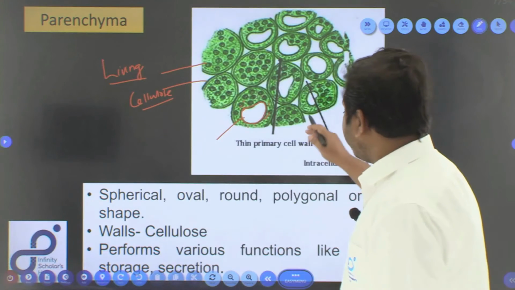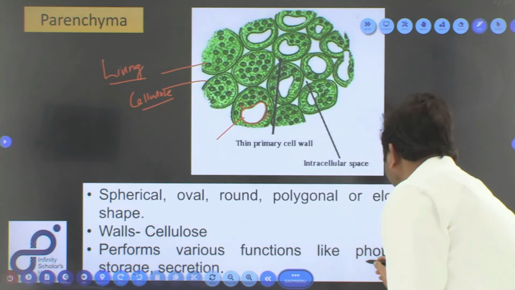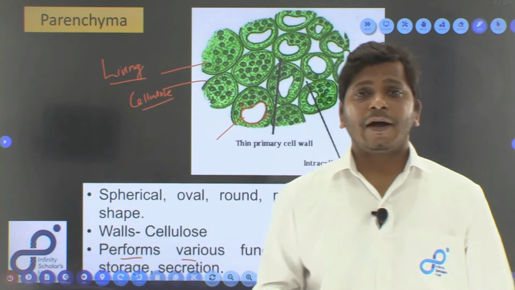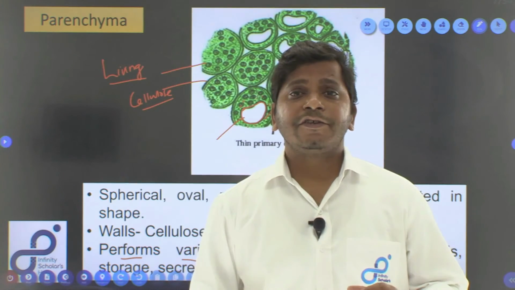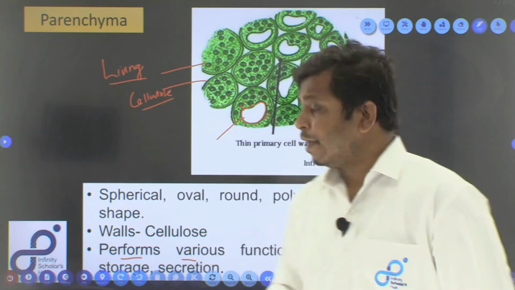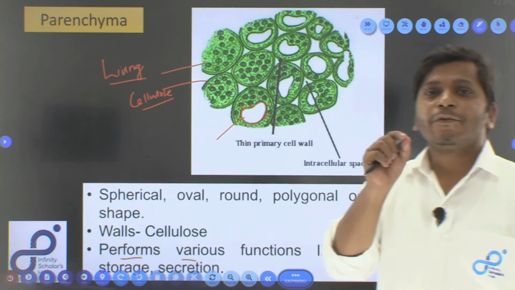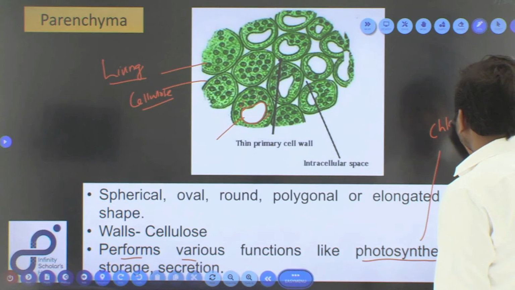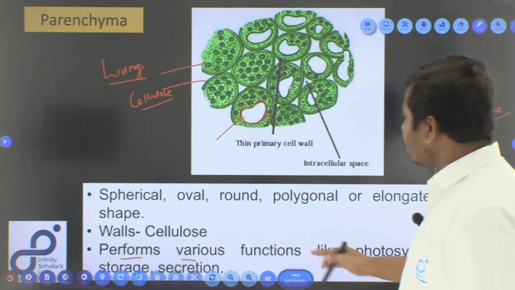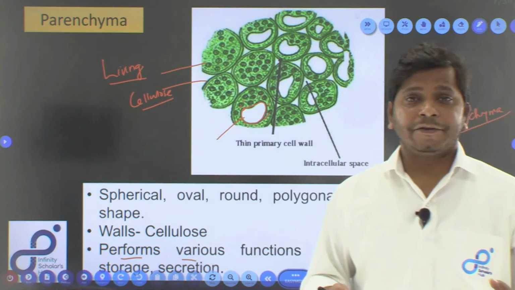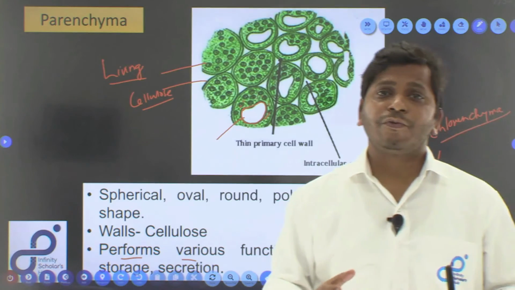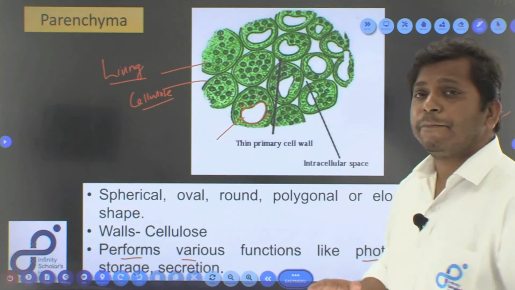And what are their functions? Their function is primarily carrying out photosynthesis, storage and secretion. For example, in case of a leaf, the leaf consists of a lot of parenchymatous cells. These parenchymatous cells also have chlorophyll pigments or chloroplasts inside them, and those cells are called chlorenchyma, as they have chlorophyll pigments. Also, their function is to store food material. They are present just below the epidermal region of many plants to store food material. So this is the function of the parenchymatous cells.